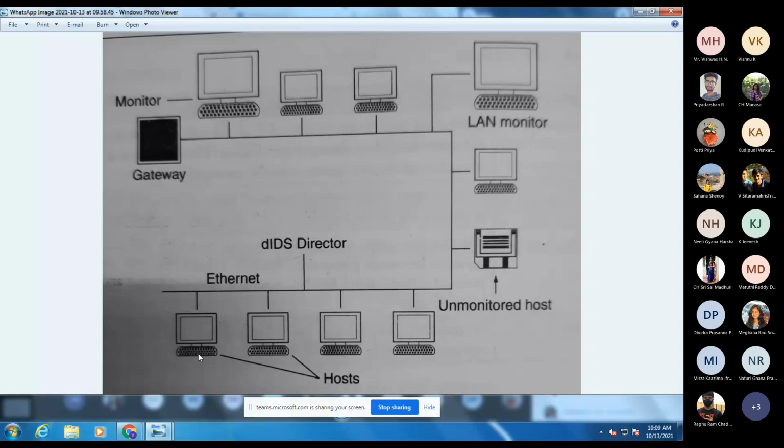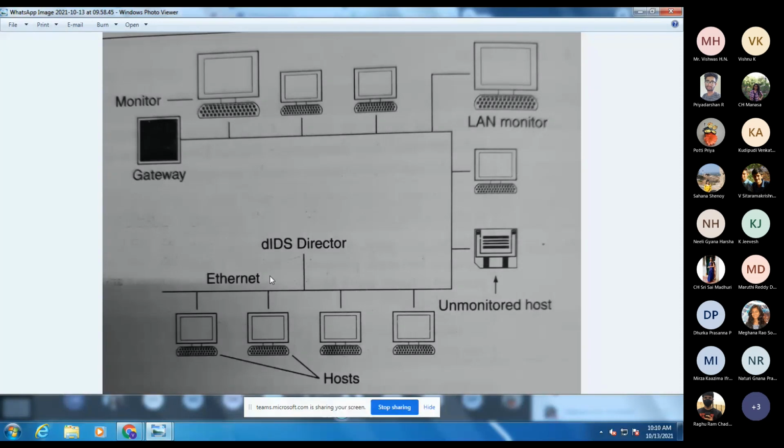And if there is any issue, that will be sent to the DIDS director. Similarly, this LAN monitor will be doing the same thing, and that also will send the information to this DIDS director. So basically, we will have a host event generator and LAN event generator. The host event generator will send the events to this DIDS director, and the LAN event generator will also be there in this LAN monitor device, and that also will send the information to the DIDS director. Host event generator and LAN event generator.